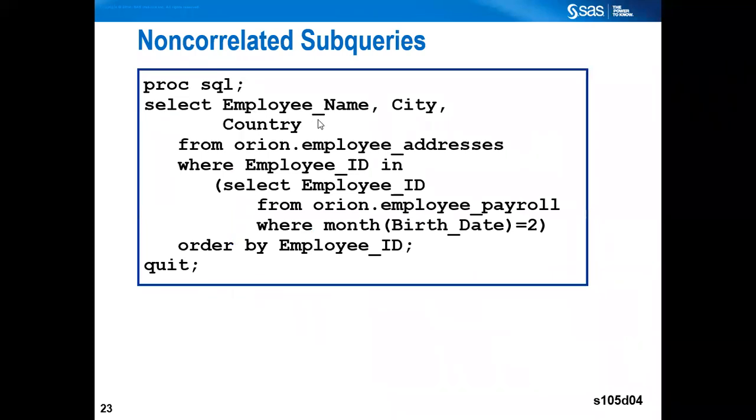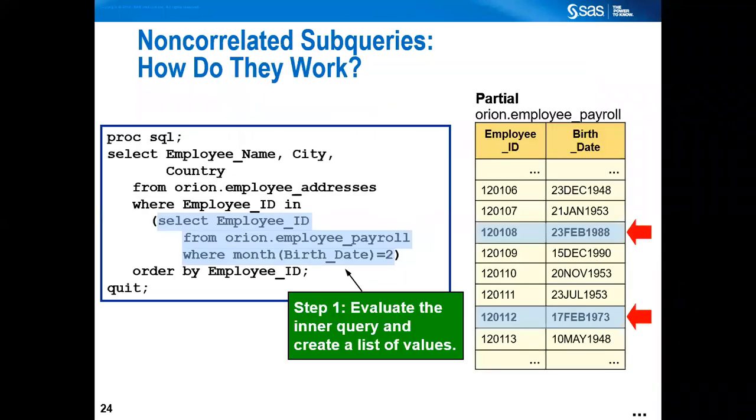So this is what you are writing. Name, city, country from address. It's your outer query where employee ID in selecting those employee IDs from payroll where the month of birthday is February, order by employee. So this is what you see in the output.